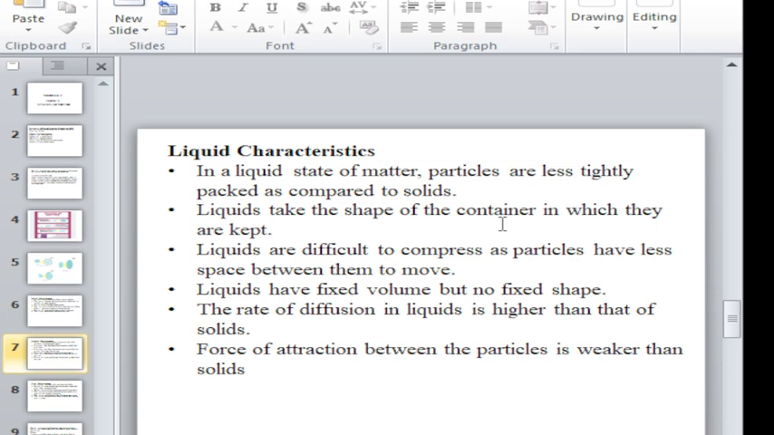4. The rate of diffusion in liquids is higher than that of solids. 5. Force of attraction between the particles is weaker than solids.